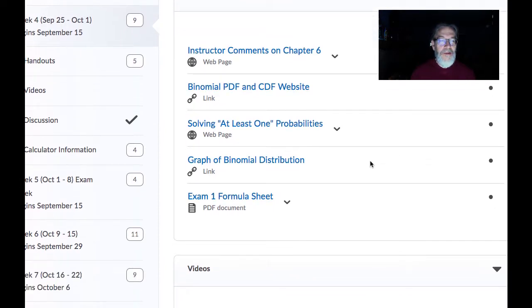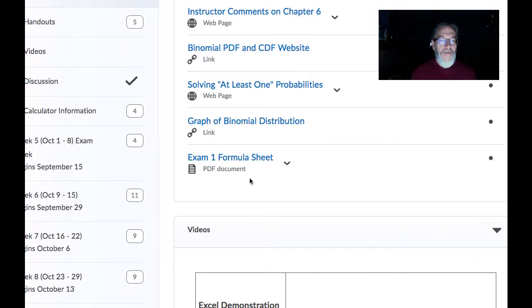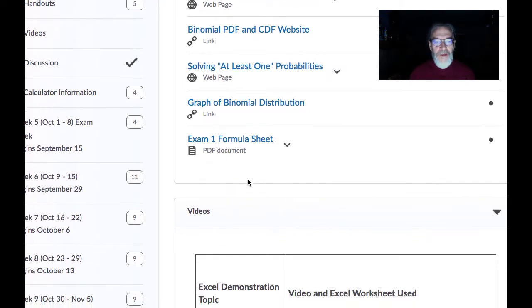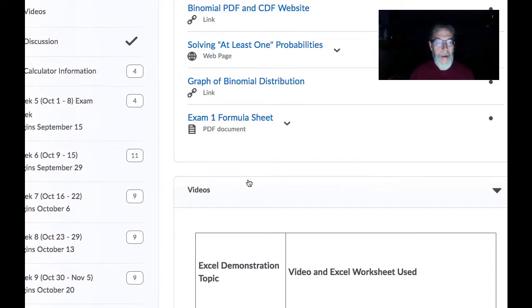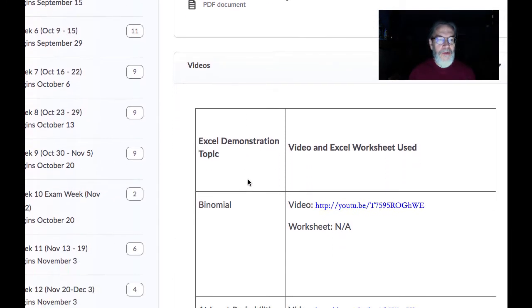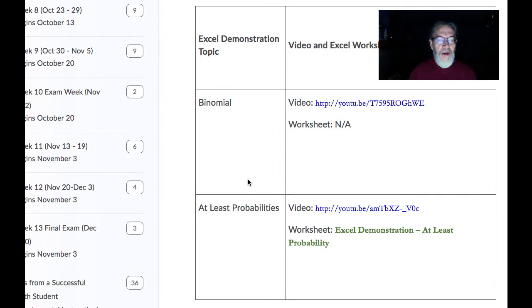Graphing the binomial distribution. I've installed the exam 1 formula sheet here. It's also going to be in next week's as well. So look that over. That's what you're going to get when you take exam 1, so you don't need any of that information on your note card. Just go ahead and look it over and use it when you're studying, like when you take a quiz. If you are an Excel person, the class comes with all of these Excel videos: how to do binomial, how to do the at least one probability.